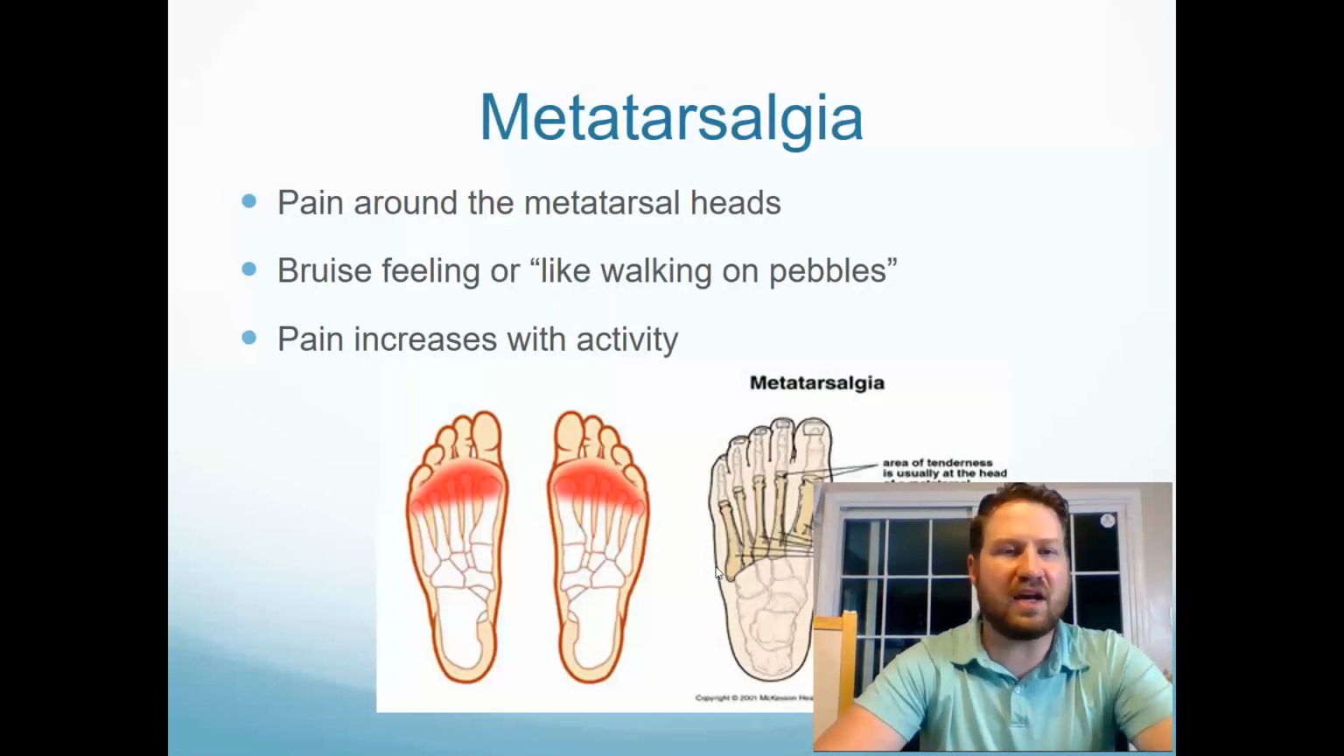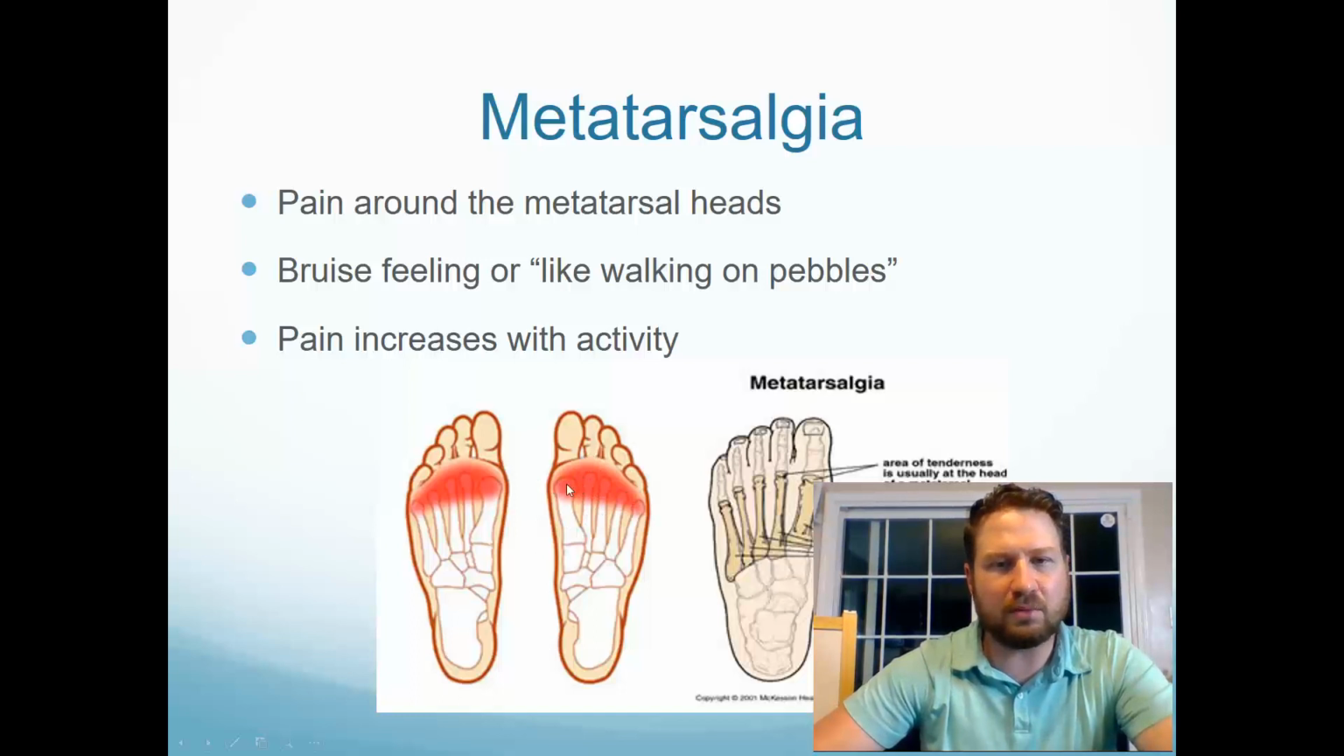Okay? Metatarsalgia, pain around the metatarsal heads. This kind of feels like they're bruised or like walking on pebbles. Pain increases with activity. What you can do if you have a patient who is doing this, they make metatarsal bars, okay, that you can put into shoes. You can get them at Target. It's going to give those areas a little bit of a break.